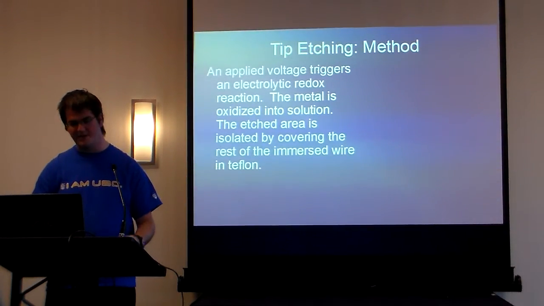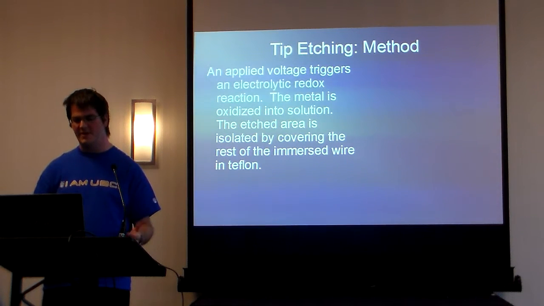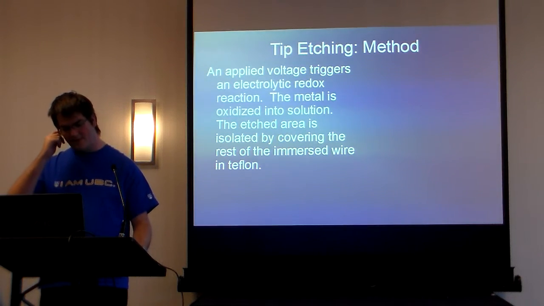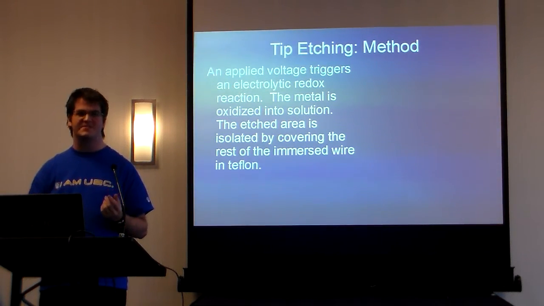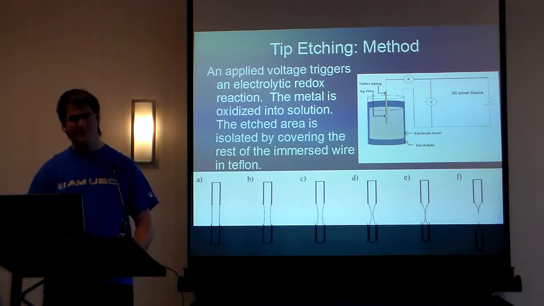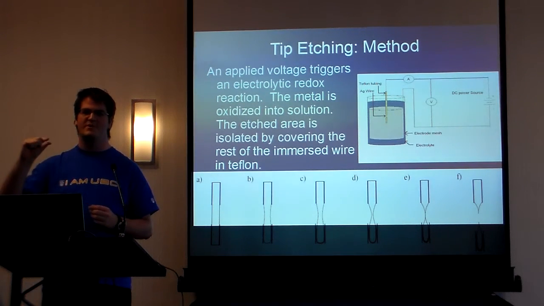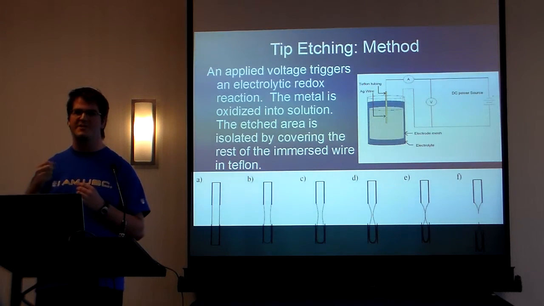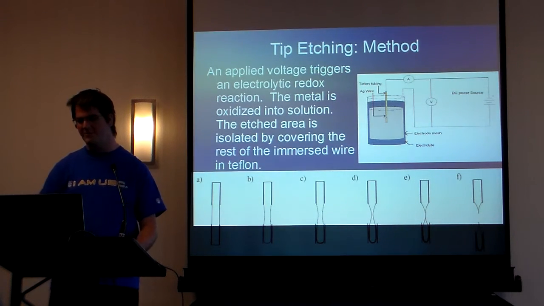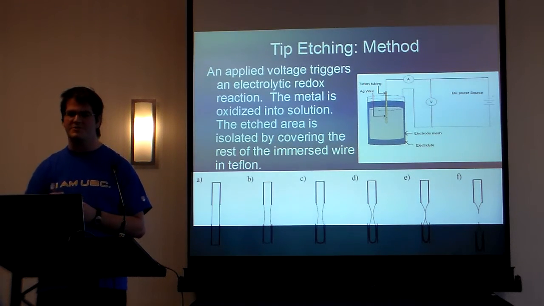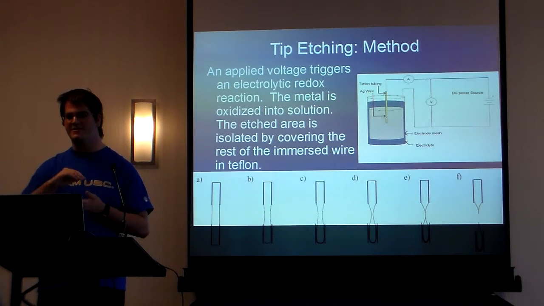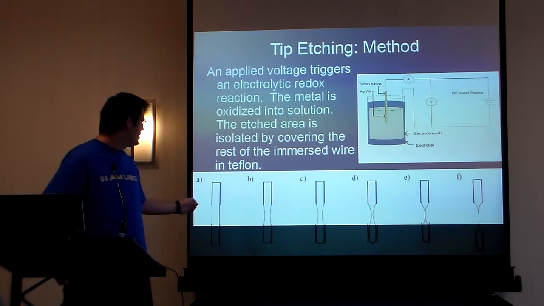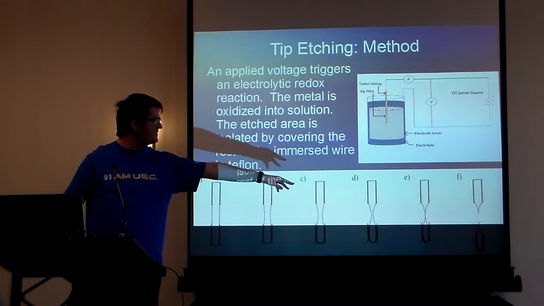So the method we use is not the normal method that's supplied in the literature. We do use an electrolytic redox reaction, so basic chemistry. But instead of the meniscus method, which is on the diagram, where most tip etching is done by putting the wire about 2 millimeters into solution and just etching in the meniscus of the solution, what we do is we immerse it much more in the solution, and then we cover it with Teflon. So we isolate the reaction to one small area. And then, as you can see on the bottom, the tip just basically drops off into the solution.